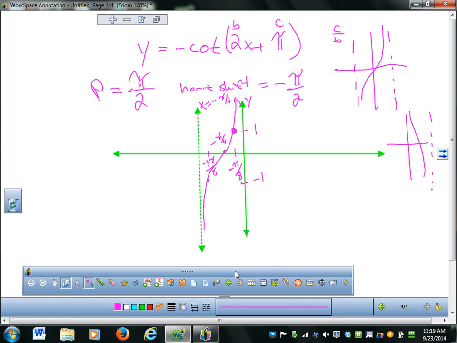Does the horizontal shift move the center of the graph? Yeah, it shifts this point, because this is normally where it goes through. Shouldn't the center be at pi over 2? No, because with cotangent, the center is usually at... shouldn't this... slow down here.